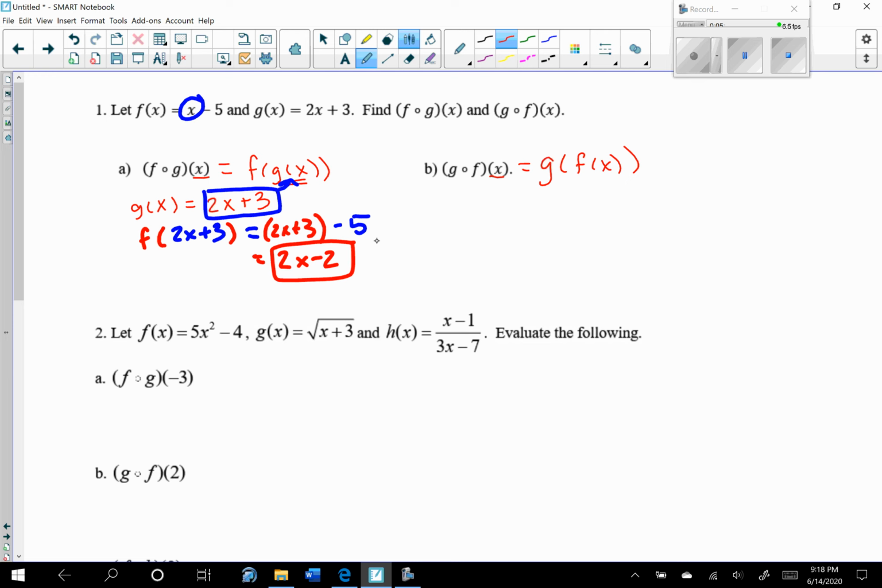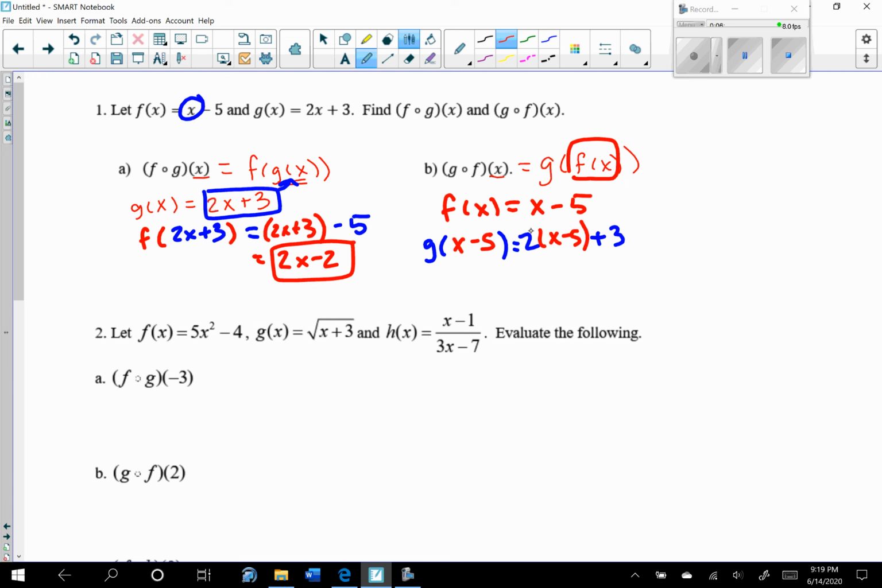Looking at the next one then, notice that the inside function is f of x. So we have f of x, which we know is equal to x minus 5. And again, we're doing g of f of x. And so that means we're taking out this f of x here, and we're going to be plugging in x minus 5. So the g of x equation is 2x plus 3. So we're taking out this x and we're plugging in that x minus 5.